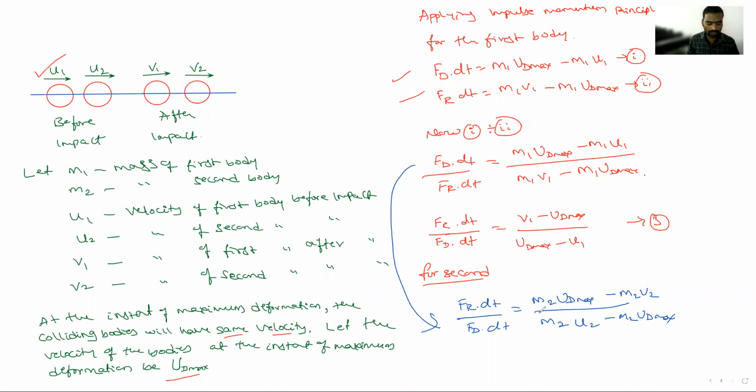So this can also be written as, again, take the common, fr into dt divided by fd into dt. M2 is common. Can I write this one? V2 minus ud max divided by ud max minus U2. So this equation number 3 and equation number 4 are same. It means the left hand side of this equation and this equation are same. The right hand side is different. So can I equate all these equations?